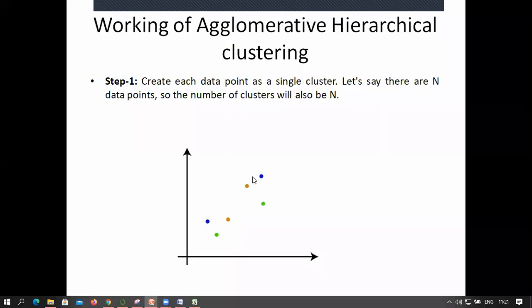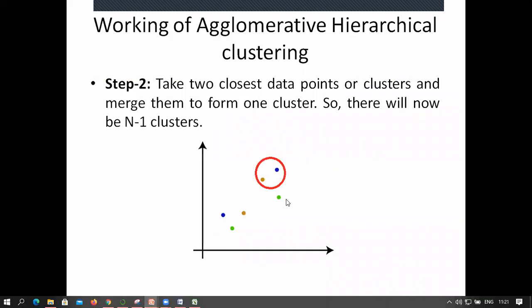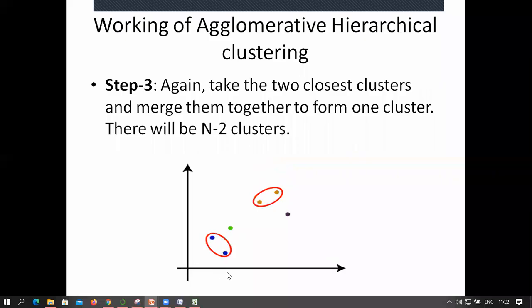I will tell you later how to find the distances. Out of all these distances, I will take the minimum one. Suppose these two clusters are very close to each other, so we combine them into one. Now the number of clusters becomes 5, first it was 6. Again, I will find the distances between these clusters and join the two clusters having the minimum distance. Suppose these two are very close, so we combine them into one.